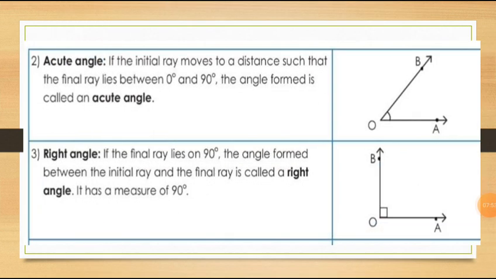Now, the next type of angle is acute angle. If the initial ray moves to a distance such that the final ray lies between 0 and 90 degree, the angle formed is called an acute angle. What is an acute angle? Acute angle means the angle measure between 0 degree and 90 degree. If the measure of an angle is less than 90 degree, we can say that it is an acute angle.